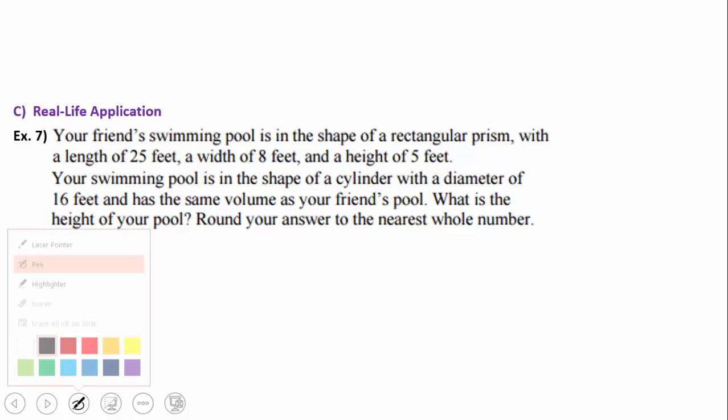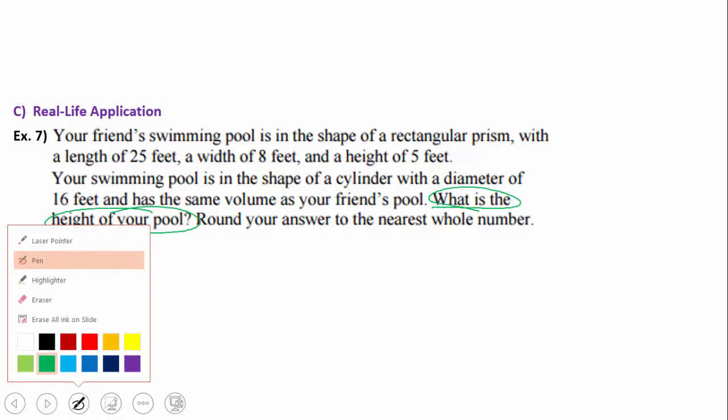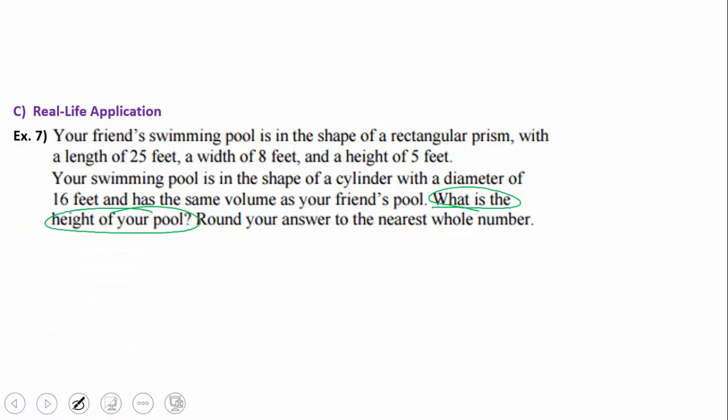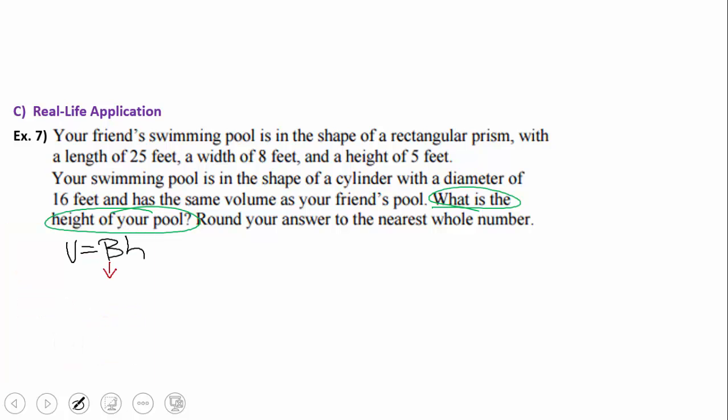So what is our actual question? Our actual question that we have to answer is, what is the height of our pool? We know that our pool is a cylinder. So volume is equal to area of the base times the height. We know that the area of the base, since we have a cylinder, is pi times the radius squared times the height. And this is all equal to the volume.